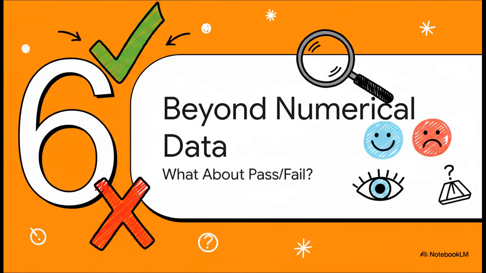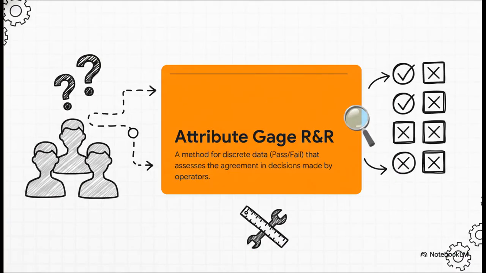So far, everything we've talked about has been for measuring things on a continuous scale, with numbers. But what about all those times when the measurement is just a judgment call? A simple pass or fail, or a cosmetic check for good versus bad. Human judgment is a measurement system too, and you better believe it needs to be checked. For those kinds of situations, we use something called an attribute gauge R&R. Instead of looking at variation in numbers, it measures how well your inspectors agree with each other. The questions we're asking are: are our inspectors consistent with themselves, and are they consistent with each other?